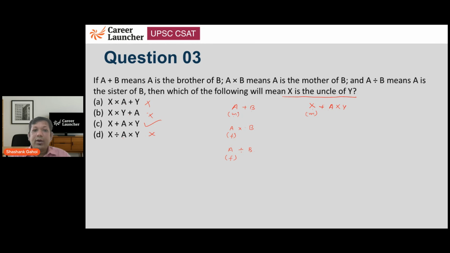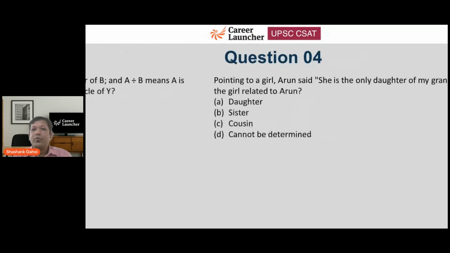कि मेल है तो अगर A प्लस बी है तो A मेल होना चाहिए, और A इंटू बी है तो A फीमेल होना चाहिए. मतलब any value followed by cross is going to be female. Any value followed by division is going to be a female. और X should be uncle, it means X मेल होना चाहिए. तो इस केस में it cannot be followed by a cross or a division. So तीन ऑप्शन अपन सीधे एलिमिनेट कर सकते हैं. Okay, now let's move on to the next question.